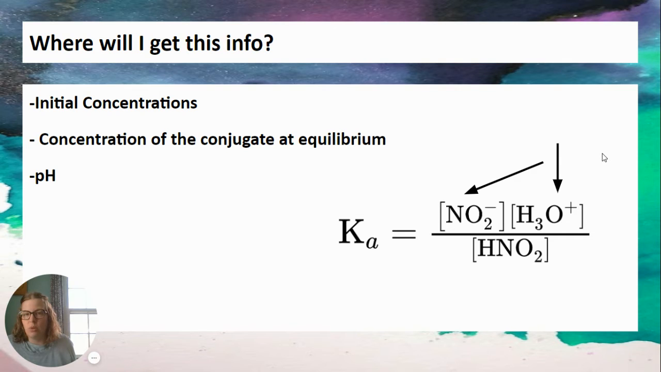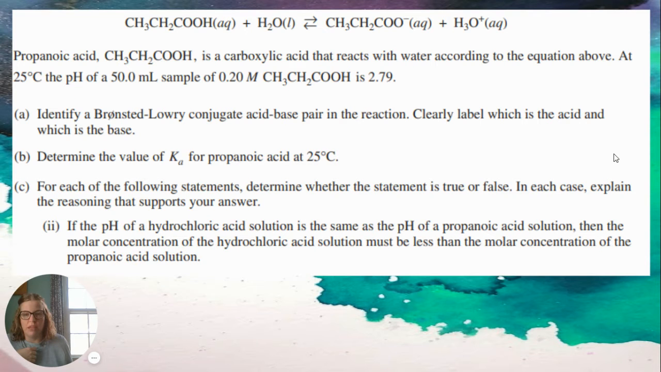So what we're going to do is work through an old FRQ from an exam, because it does a good job of reviewing a couple different concepts we've talked about so far, and then ties in this new K expression thing. So here is the Ka problem that we're going to work through.